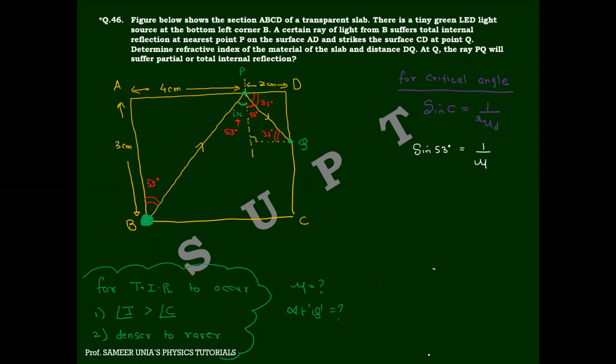1 upon mu. What is sin 53? What is sin 53? क्या रहेगा? बोलो. 4/5. 1 upon mu. So mu should be क्या भाई? क्या हो जाएगा mu? 5/4. अच्छा, मुझे यहाँ पे एक बात बताओ.